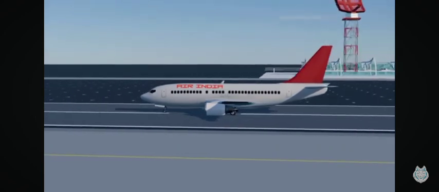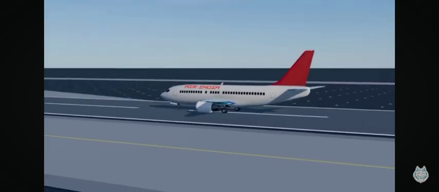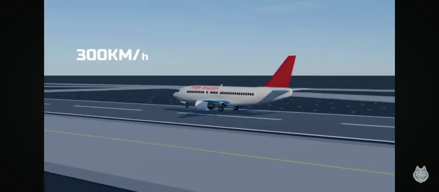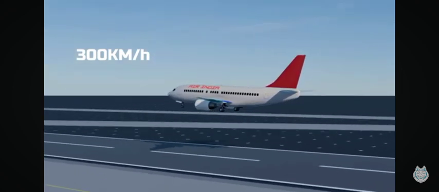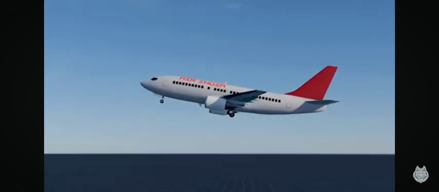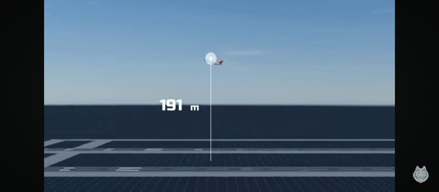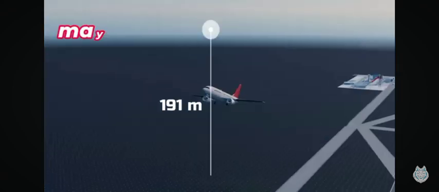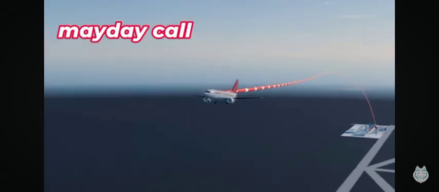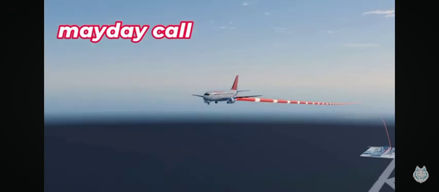The airplane increases its speed on the runway for about 2 minutes. When the airplane reaches a speed of 300 kilometers per hour, the plane takes off from the runway. Right now the plane has just taken off and has reached a height of only 191 meters. But the pilot of the plane calls the air traffic control and informs about the emergency that the plane is not lifting.